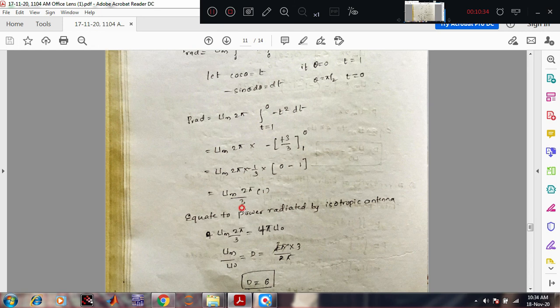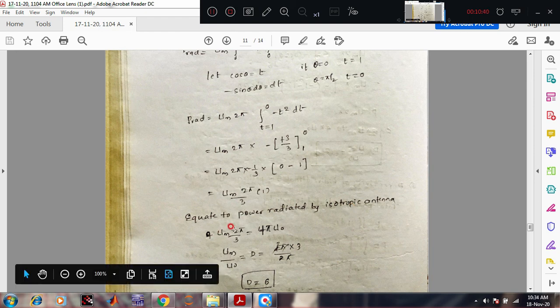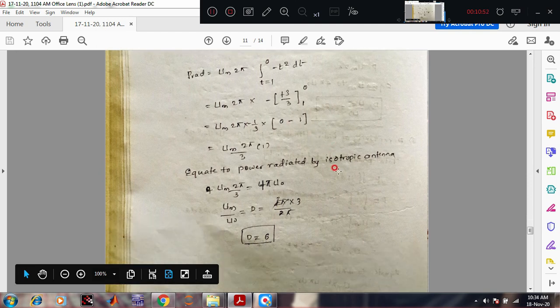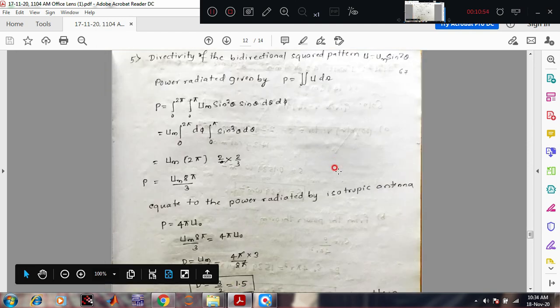We have to equate this to what? Power radiated by isotropic antenna, that is 2 pi Um by 3, which is equal to 4 pi U naught. So take a ratio of Um by U naught, so that is D, so that results in what? Directivity is equal to 6. This is a very important concept.